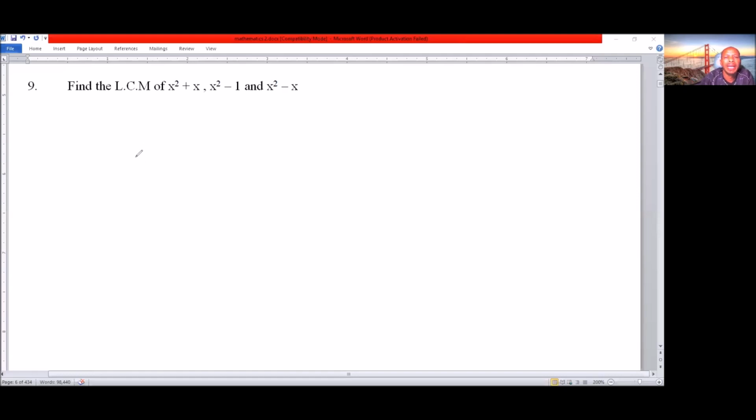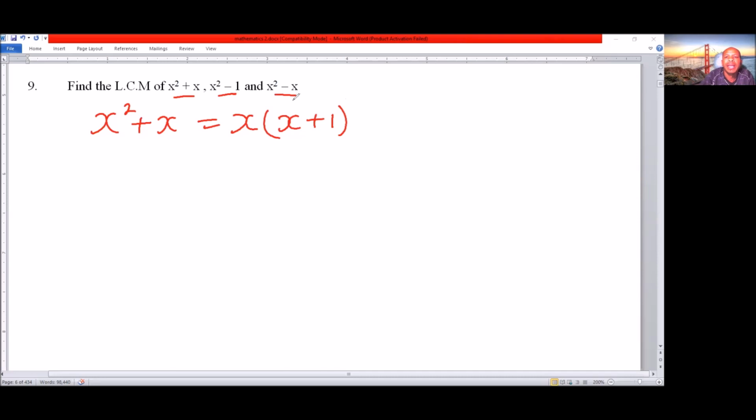So question number 9, we are told find the LCM of x squared plus x, x squared minus 1, and x squared minus x. So here we can write the factors of this. This is x squared plus x. We factor out x, and we will be left with x plus 1.